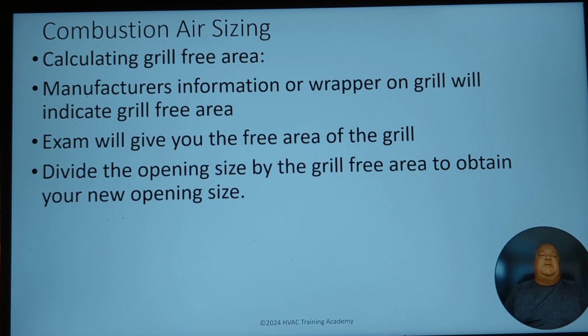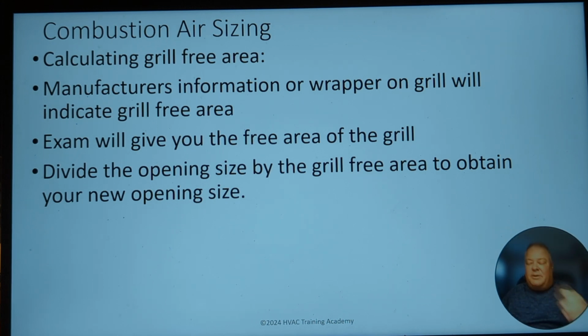So manufacturers will typically have that information available either on a website or in their information package. The wholesaler might be able to get the information for you, or it might even be on the wrapper of the grill itself, to indicate what they call the free area of the grill. And on a TSSA fuel safety exam, they've got to give you the free area of the grill, because you obviously physically aren't going to have a grill to measure. But really, what happens here is we know that our opening size is 125 inches, and I'm going to talk this through a little bit as we go.